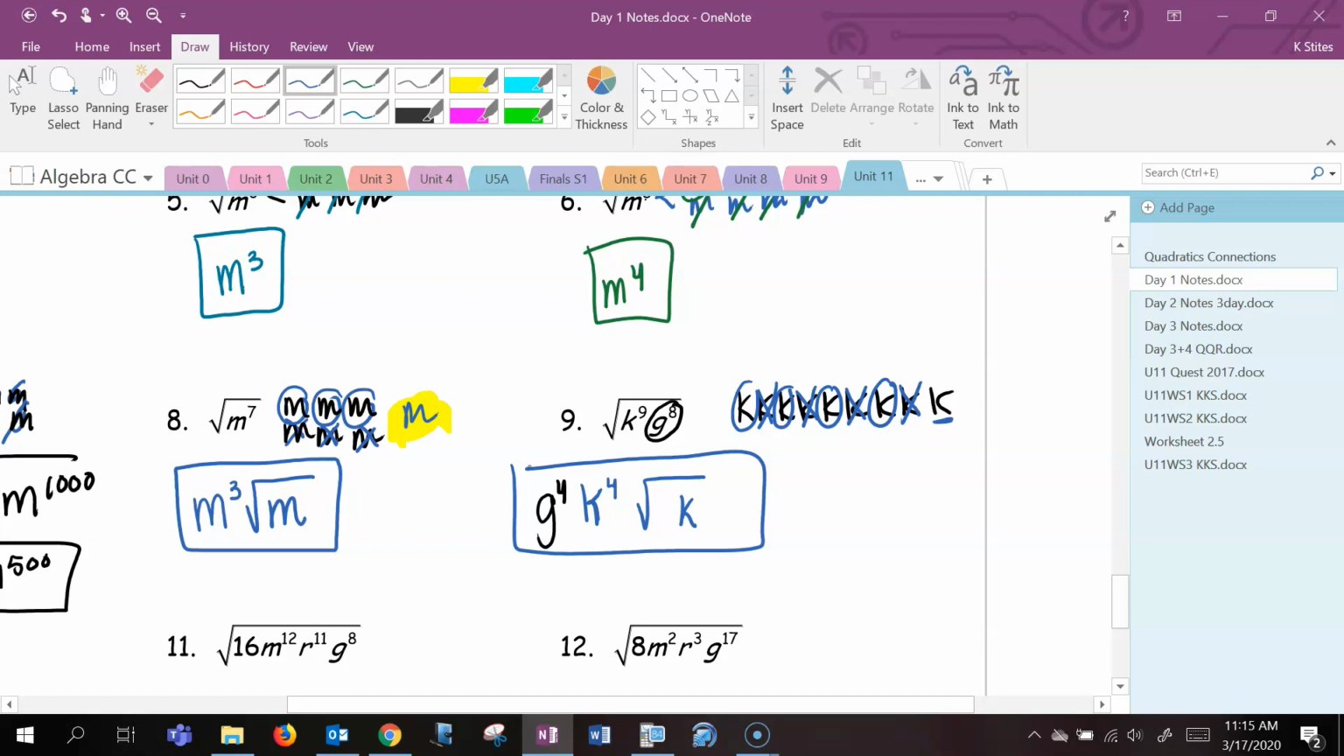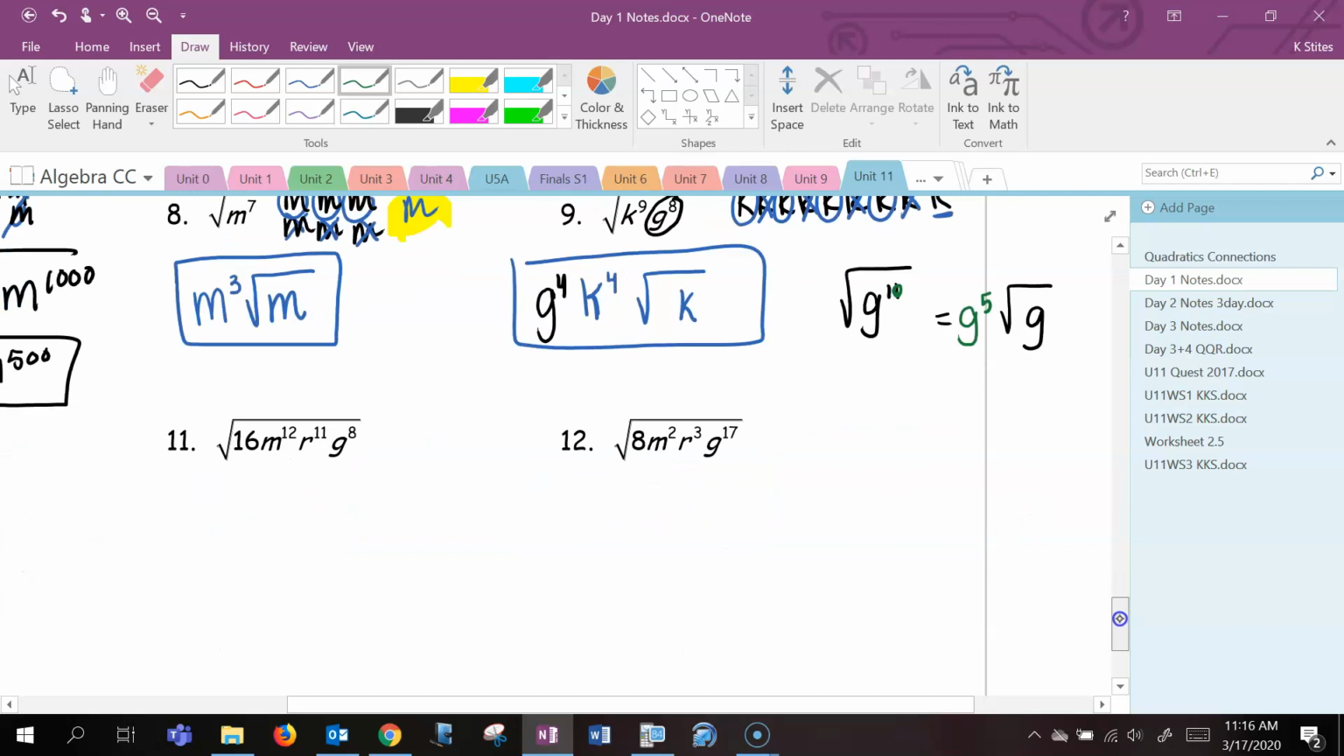Your evens, we're going to divide the exponent by 2. Our odds, we'll leave 1 inside, and we'll divide the rest by 2. Okay, so for example, if you had square root of g to the 11th, here's how I'm going to look at it. 11 is an odd. 1 g is going to be left inside. I took care of him. Now I'm down to 10 g's. There are 5 pairs. So g to the 5th would come out.